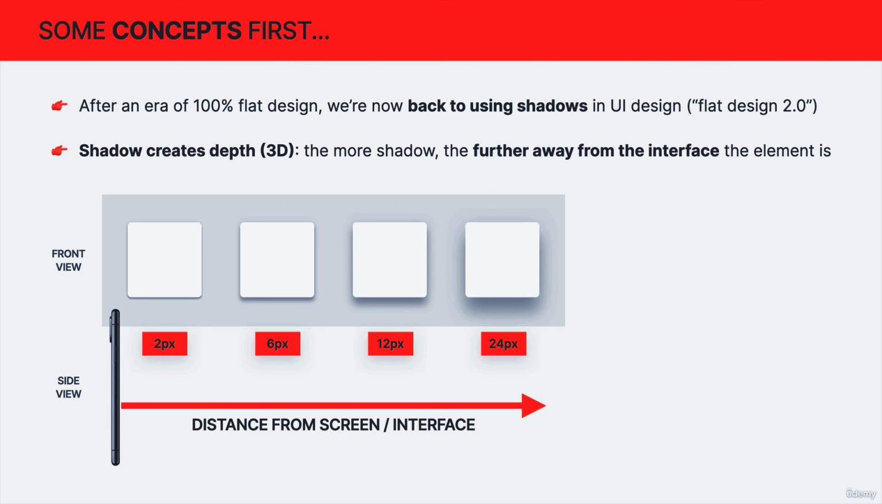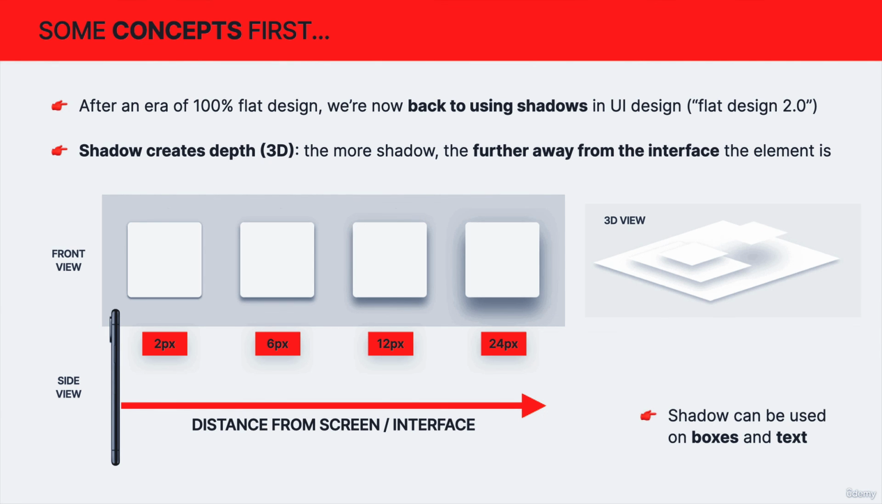Now, on the other hand, if the element is far away from the interface, like let's say 24 pixels, then the element will of course be able to cast a huge shadow on the interface. And so that's the reason why we see that here on the other end of the spectrum. We can also see that in this other diagram, where all these different shadows are represented in a kind of 3-dimensional space. Finally, I also want to just mention that we can use shadows on both boxes and on text.